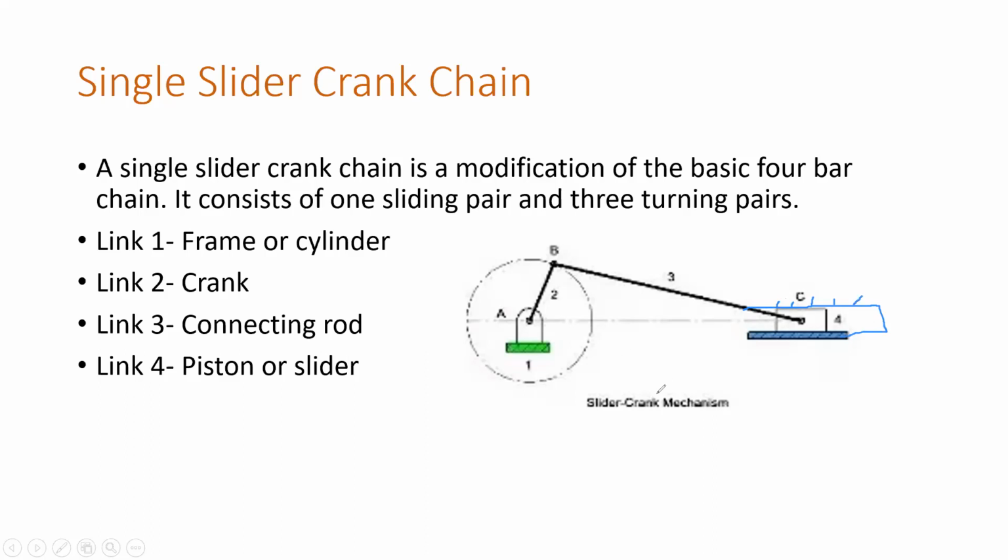Okay, so now it is up to you which link you are fixing. According to the link which is fixed, you will get a different mechanism. For example, in this particular case, let us fix the cylinder. If the cylinder is fixed, it is also part of the frame, and you try to give motion to one link which is connected to the fixed link. Either you can give the motion to link 2 or link 4.